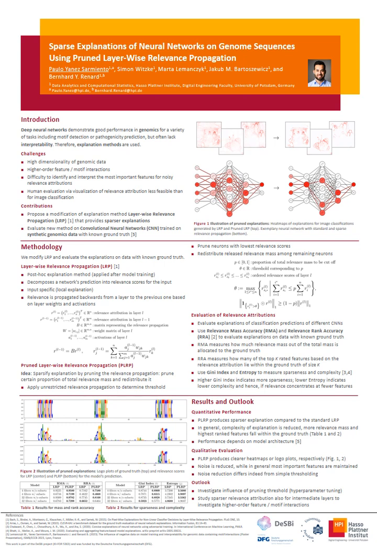So therefore, we propose a modification of the explanation method layer-wise relevance propagation, LRP, that provides sparser explanation. And we also evaluate this new method on convolutional neural networks that were trained on synthetic genomics data with known ground truth. For further details on the model, I refer you to my colleague, Marta Lemanczyk, and her poster here.